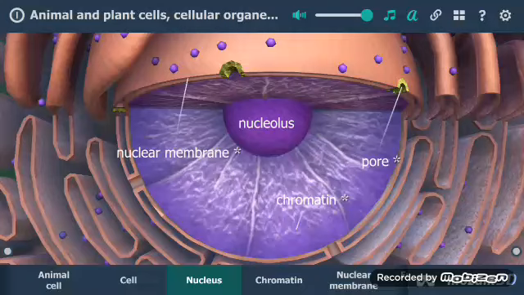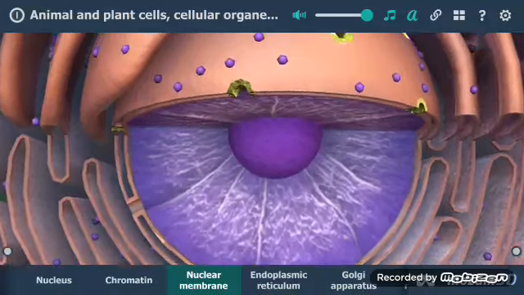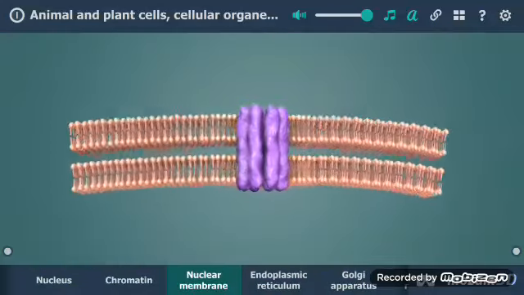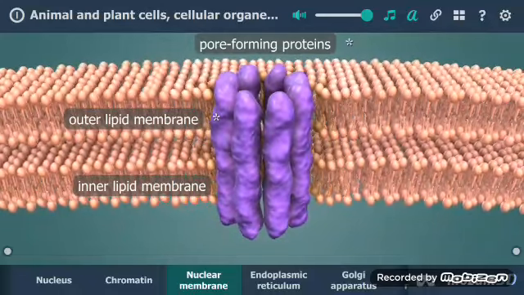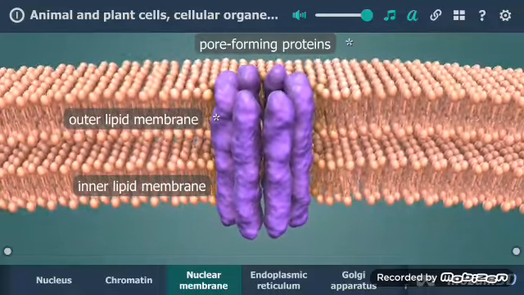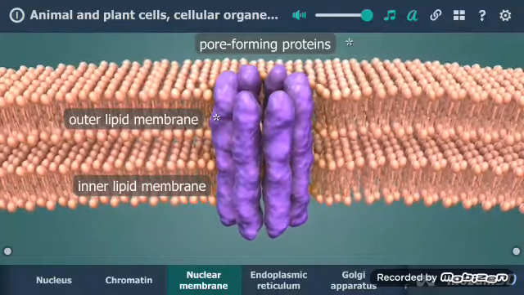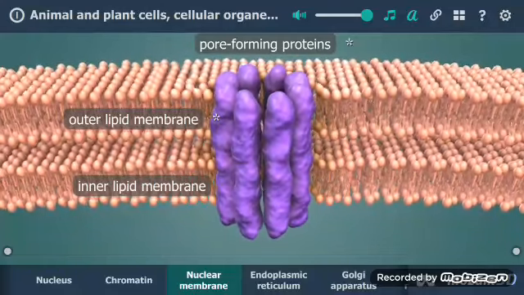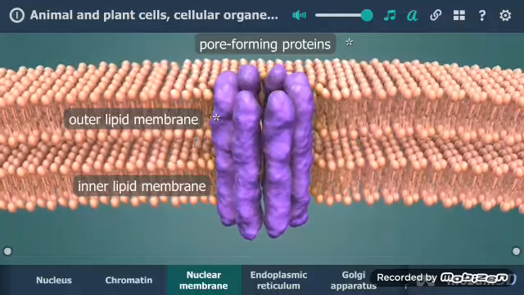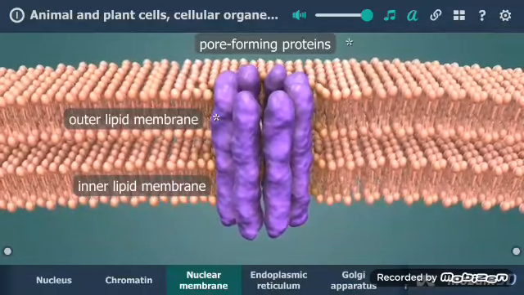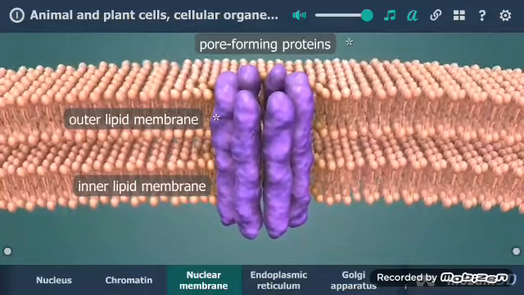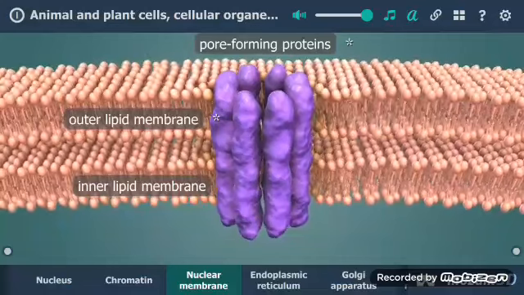Now, the nuclear membrane. This one is located in the nucleus. It separates chromosomes from the rest of the cell. It also allows the absorption of proteins and other materials due to the presence of some tiny holes on it. So those tiny holes allow the absorption of protein and other materials.